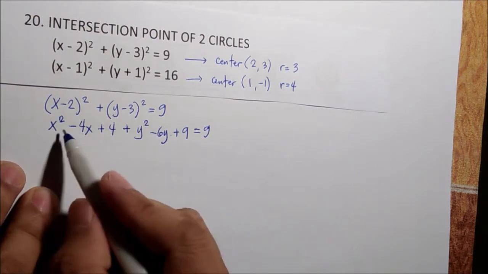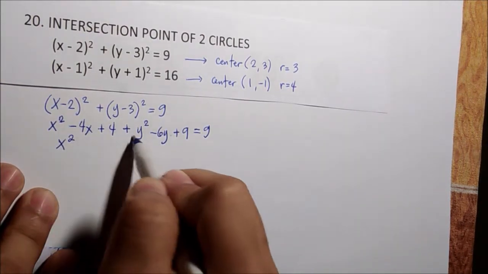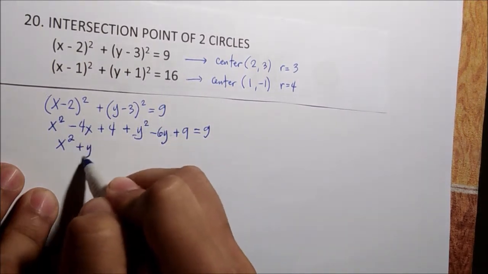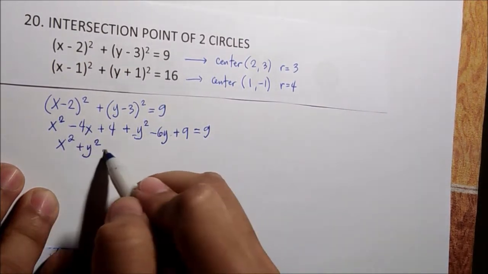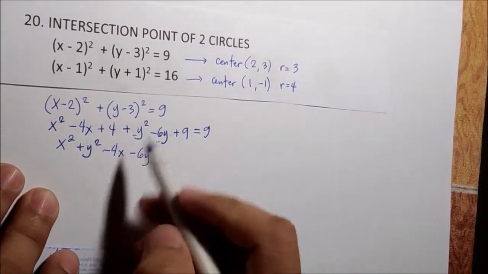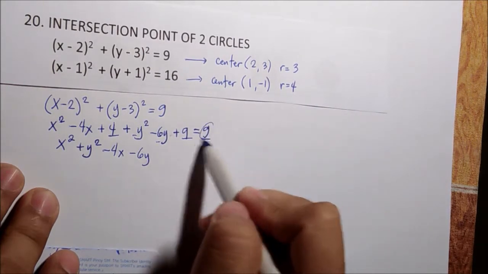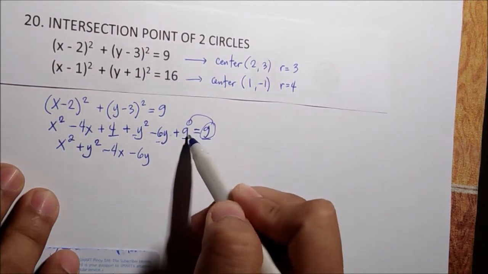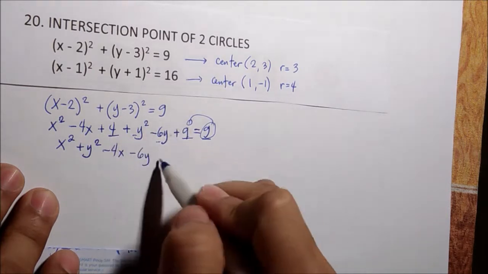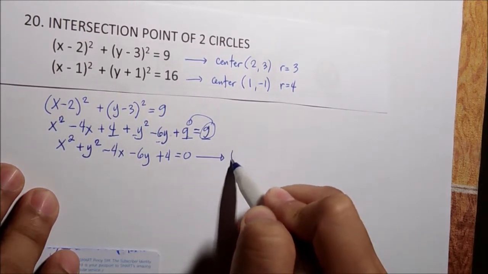Okay, we will arrange this one into the general equation of the circle. We have x squared plus y squared, then minus 4x, then minus 6y, then the constant. Okay, we have constants 4, 9 and 9. 9 transposed to the other side will become 9 minus 9, that would be 0. The remaining is 4. So plus 4 equals 0. Okay, this is our equation 1.